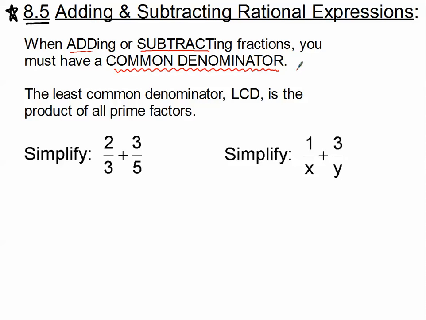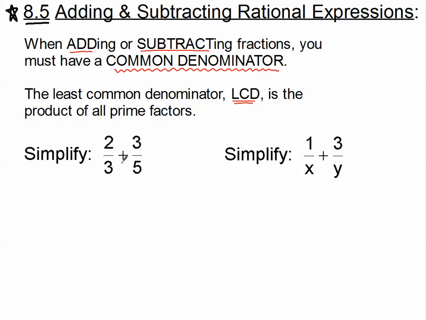The least common denominator, or the LCD, is what we'll call it for short, is the product of all of the prime factors. Basically, what we're going to do is look at all of the factors in the denominators and make sure that all of the factors are in each of the fractions that we want to add or subtract. Let's start off with a basic problem with just numbers, no variables.